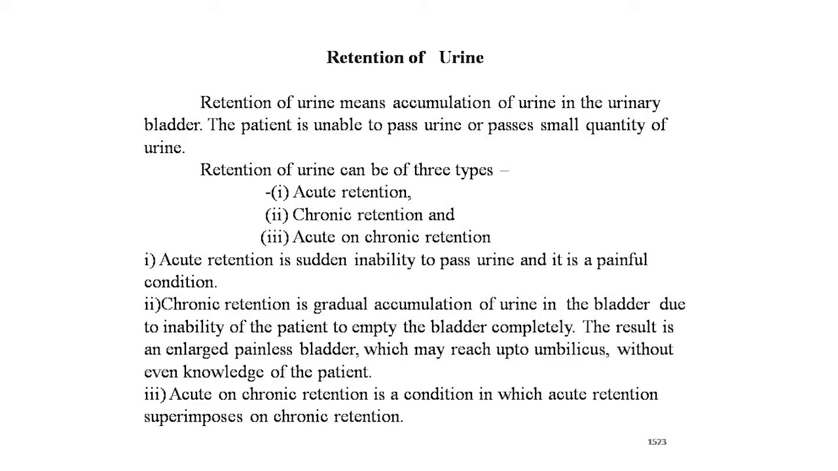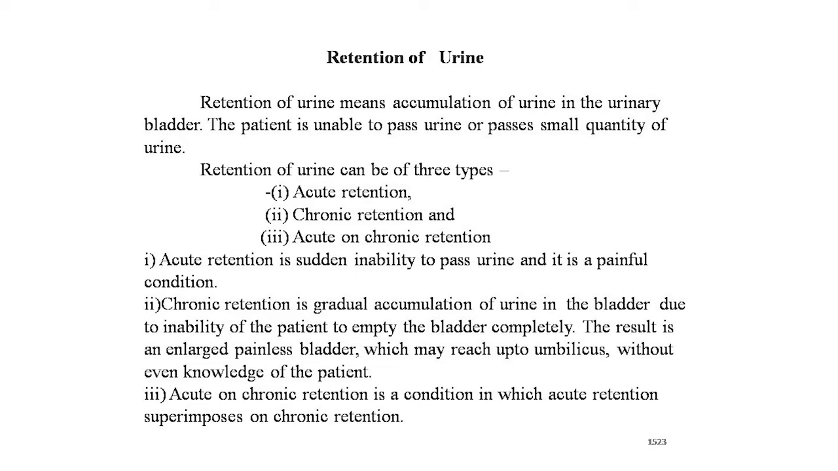Retention of urine means the accumulation of urine in the urinary bladder. The patient is unable to pass urine or passes a small quantity of urine. It must be remembered that there is a difference between anuria, in which the kidney fails to excrete the urine and there is no urine in the urinary bladder, and retention of urine, in which the kidney excretes the urine normally and the urinary bladder contains urine but the patient is unable to pass urine. This is the difference between anuria and retention of urine.